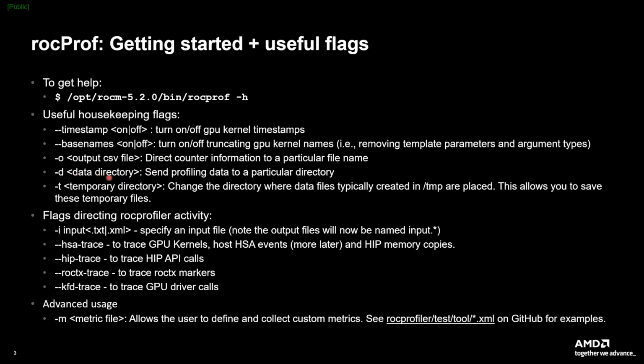-d is the data directory, to send profiling data to a particular directory. And -t is the temporary directory, to change the directory where the data files are typically created, usually in /tmp. I haven't used this overall because I didn't have any issue. But if there is an issue that you cannot create files there, you can change it to create a temporary file somewhere else. And then you have input files, with some information in TXT or in XML. We'll see something about this.